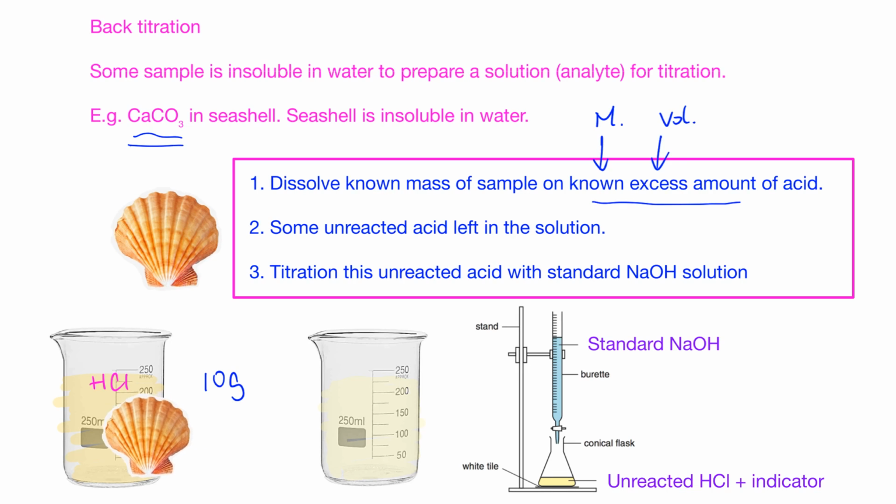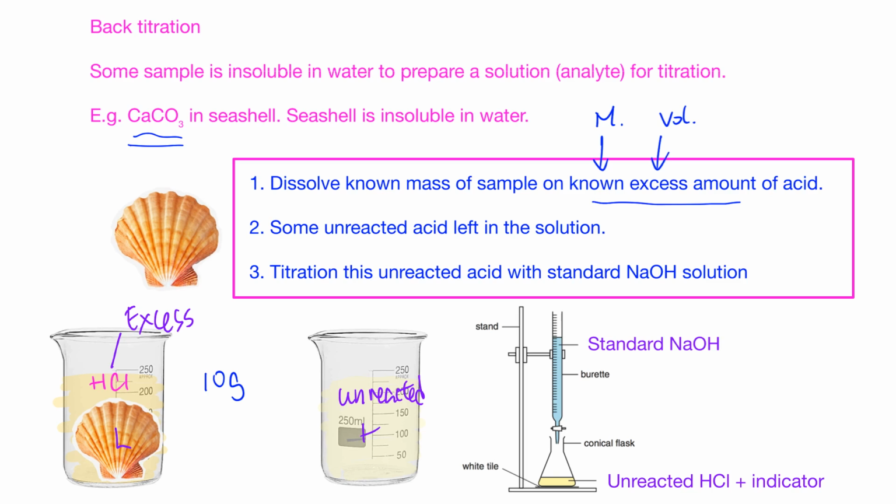So we put the seashells in it. This HCl will then react with the calcium carbonate. The calcium carbonate is the limiting reagent, because the acid is used in excess, right? So all the calcium carbonate will react with the HCl, and we will have some unreacted HCl left behind after the seashells dissolve, or react. We are going to find out how much unreacted HCl is left behind.